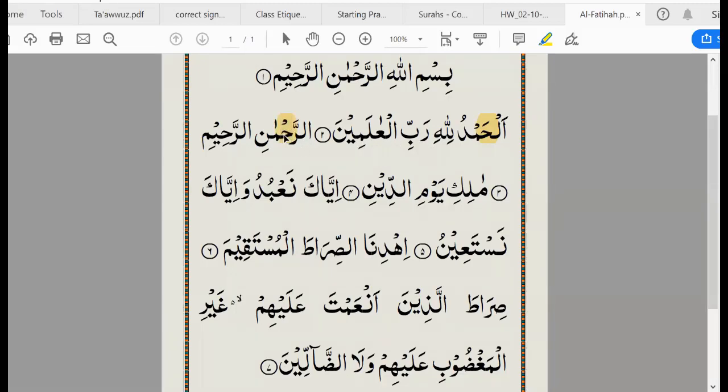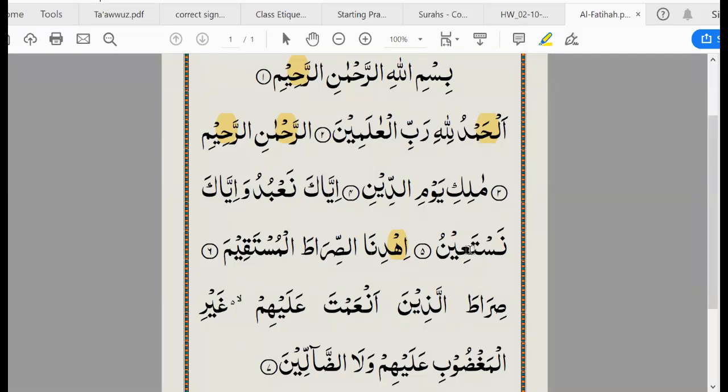Ar-Rahman. All of these letters that I've highlighted have a thick ha sound, alhamdu, okay? Which is different from the other ha. I'll highlight it here. Ihdina, soft sound, right? So you have to differentiate between these two sounds, okay?